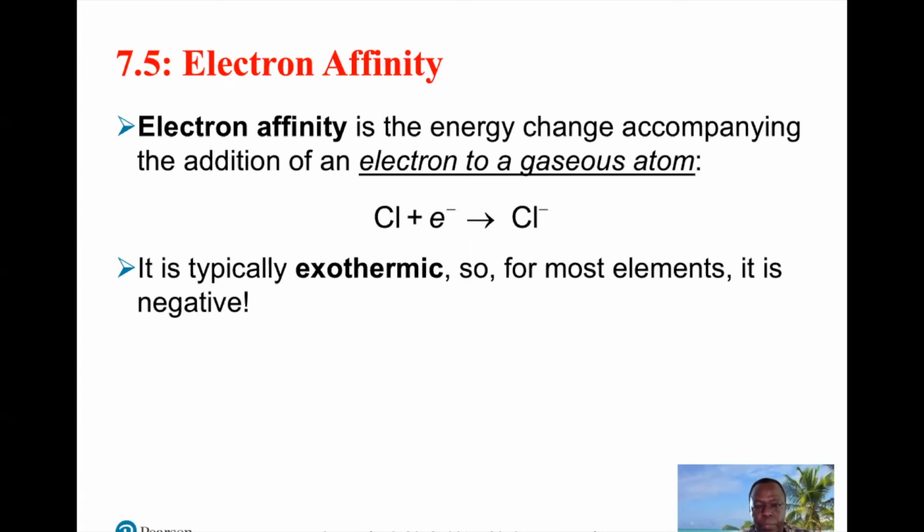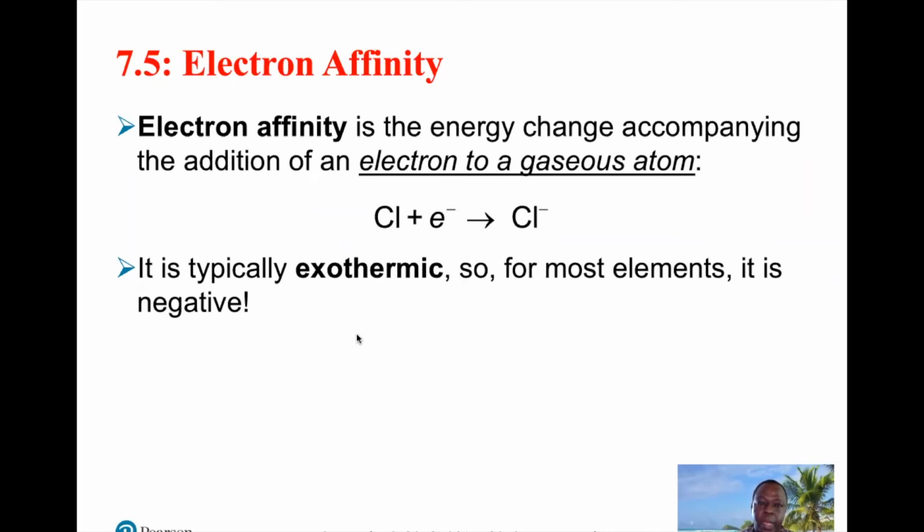Any questions? Let's move on to 7.5, electron affinity. Electron affinity is the energy given off or accompanied by addition of an electron into a neutral gaseous atom. When an electron or electrons are added, energy is given off. They are generally exothermic. Energy is given off when electrons are added onto a neutral atom.